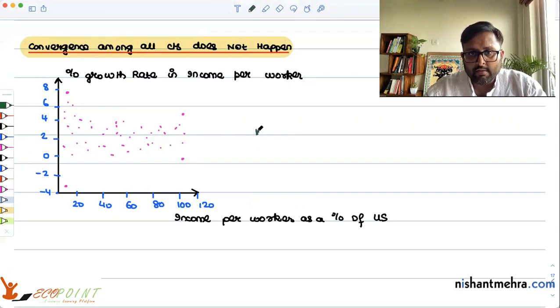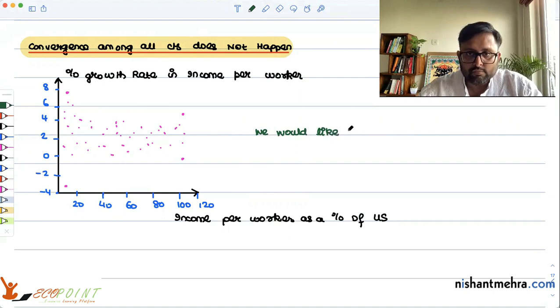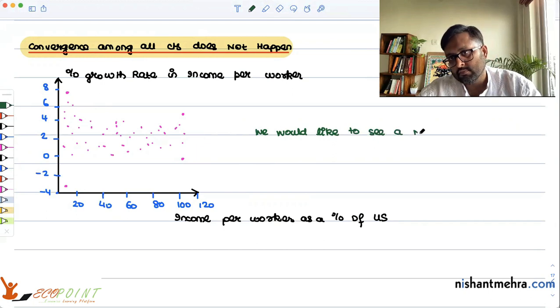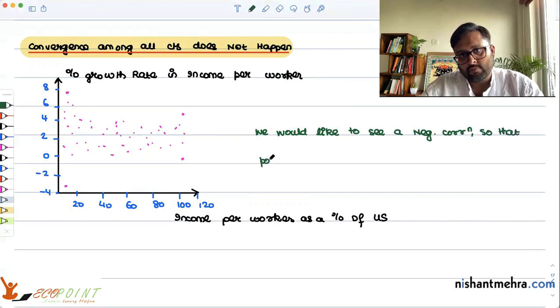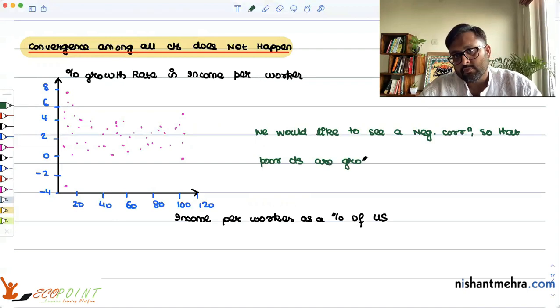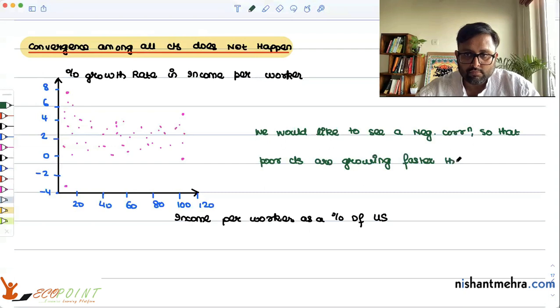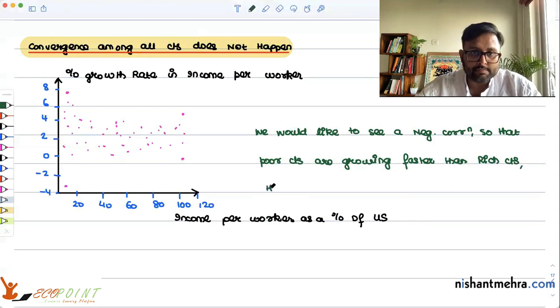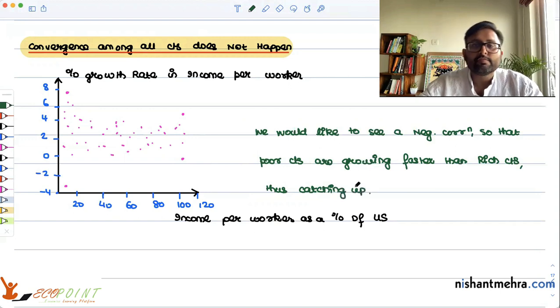So please write this. We would like to see a negative correlation so that poor countries are growing faster than rich countries, thus catching up.